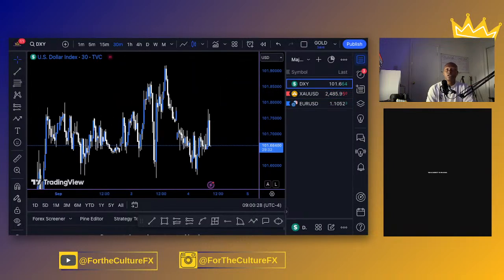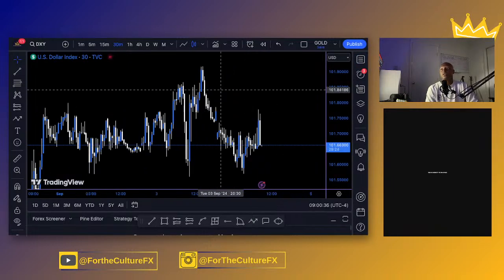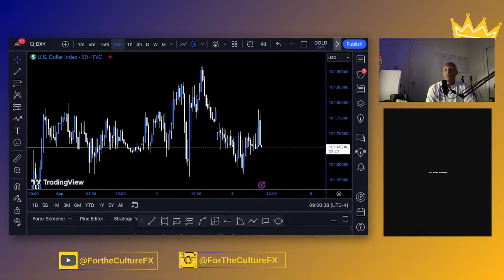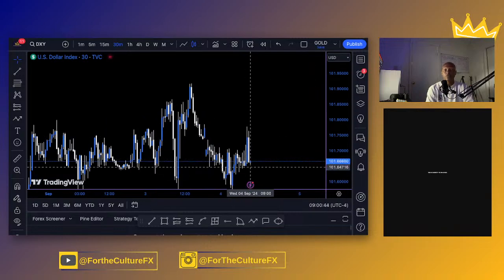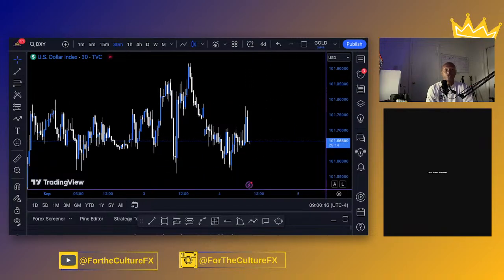Let's first take a look at the DXY and see what the DXY structure is. For those of you who may not know, the DXY is essentially the dollar currency index. We've got that gap fill play. So I still think this is larger time frame bullish. I think this is just a correction down for a continued bullish push up.